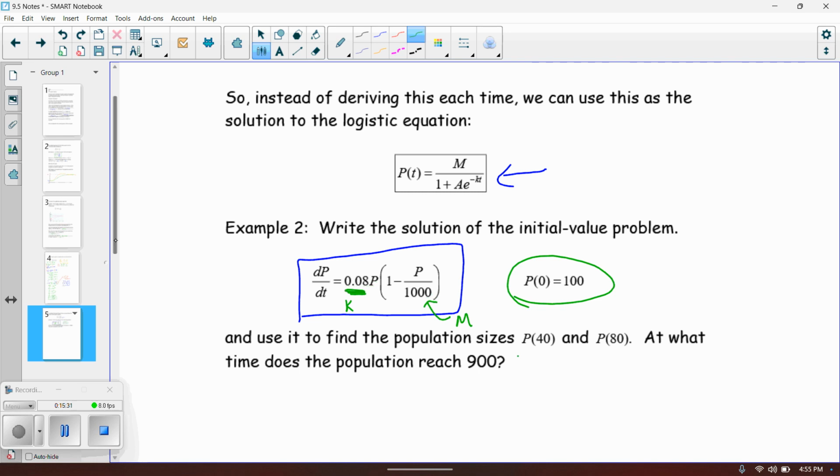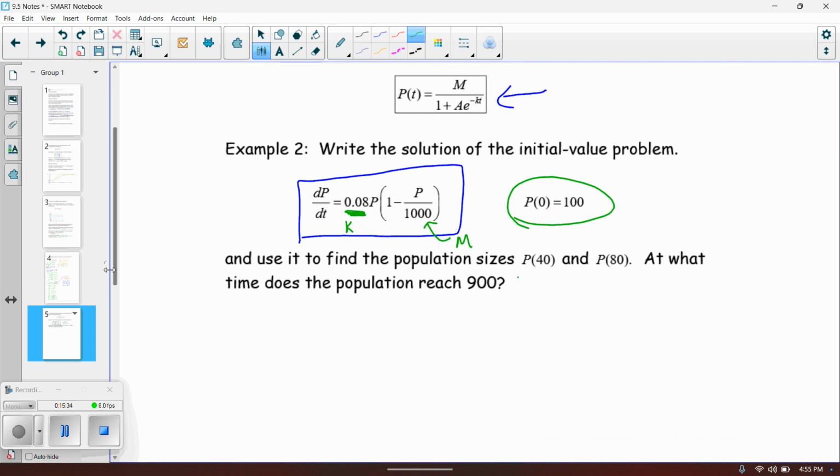All right, so let's go ahead and figure this stuff out. We have K. K is 0.08. We have M. M is 1,000. What we need is A, but A is defined to be M minus the initial population, which is 100, divided by the initial population. And let's see, 1,000 minus 100 on top is 900, divided by 100 works out to be a nice, easy 9. They do not always work out that way, but in this case it did.